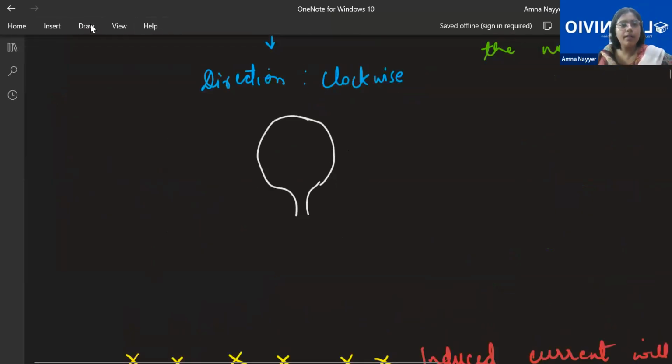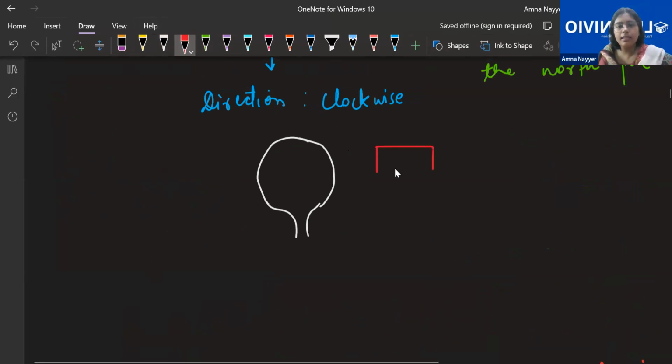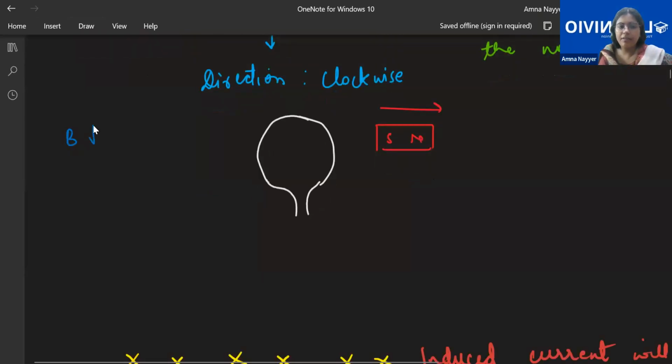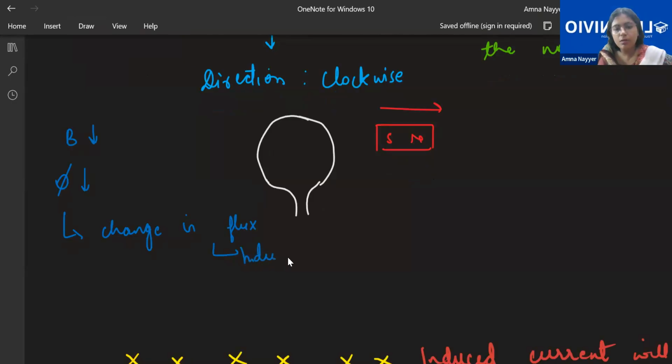So this is the coil. Here, let's say this time the south polarity is moving away. See, as soon as the south polarity moves away, the magnetic field decreases, the flux decreases. This is a change in the flux. So when we are talking about change in flux, this will lead to induced current. So now we have to determine its direction. No right hand, left hand rule. All this started because of the moving away of the South Pole. Now tell me the aim.